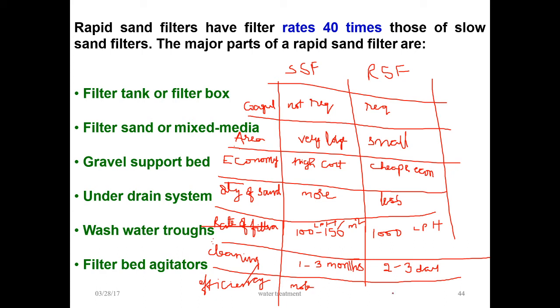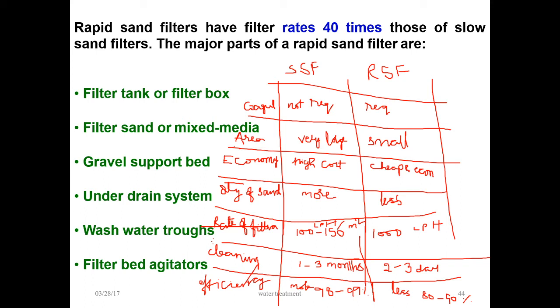Here this is less efficient for bacterial removal, approximately 80 to 90%. This is 98 to 99%. So these are the very important comparisons between the slow sand filter and rapid sand filter.